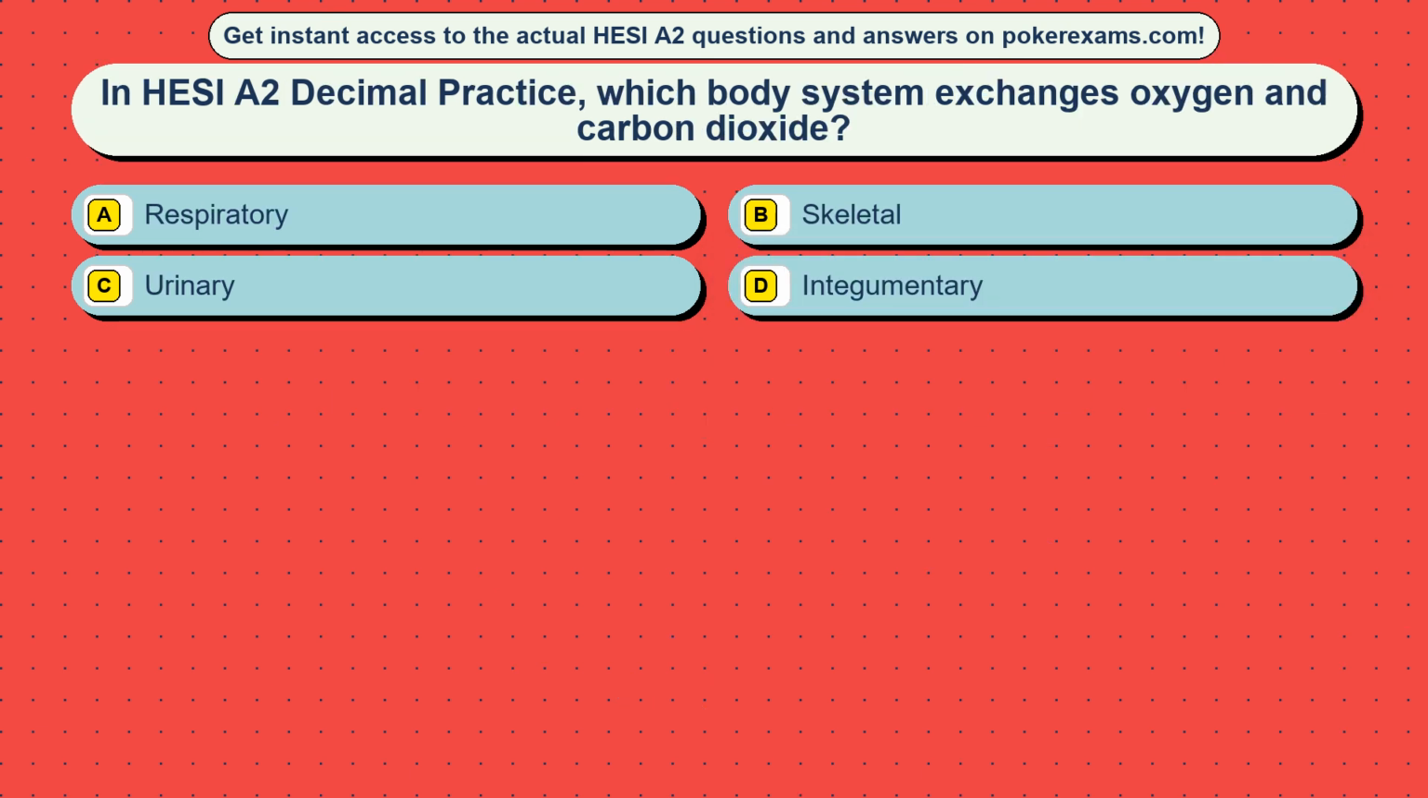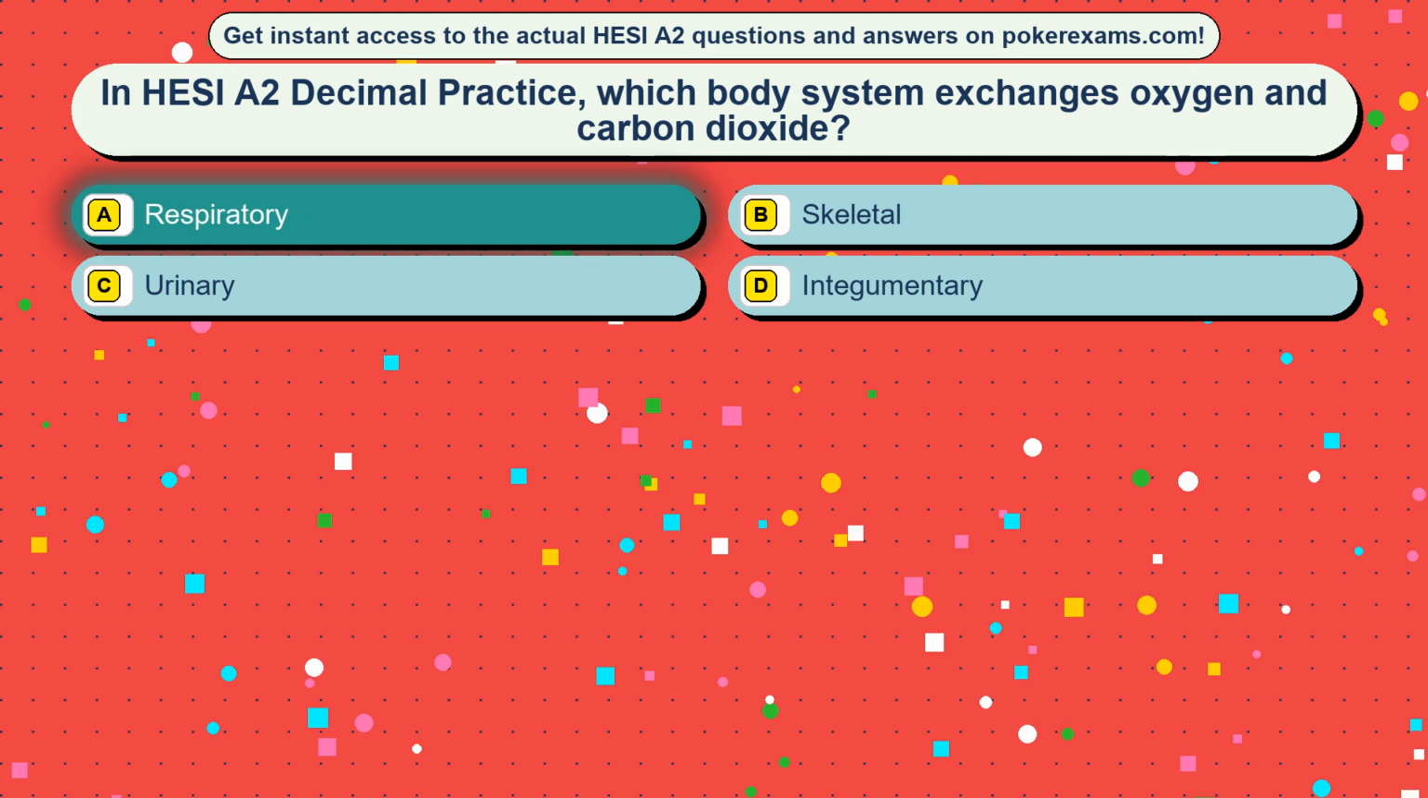Question 13. In HESI A2 decimal practice, which body system exchanges oxygen and carbon dioxide? Option A, respiratory. Option B, skeletal. Option C, urinary. Option D, integumentary. The correct answer is option A, respiratory.